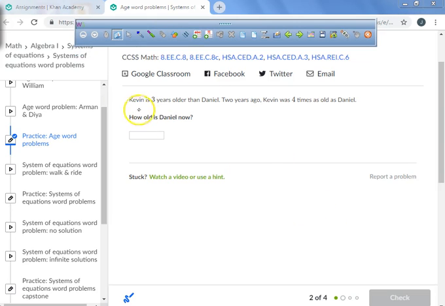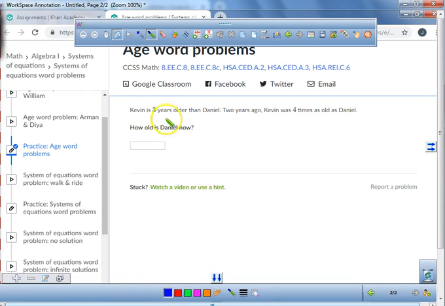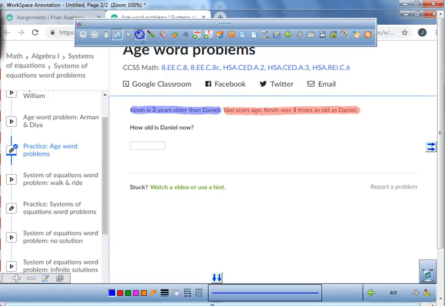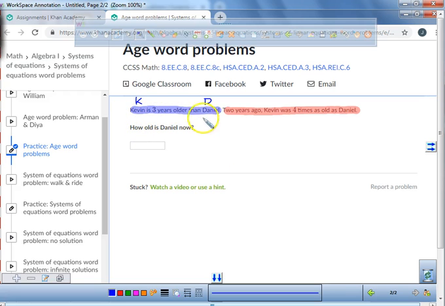Second problem says, Kevin is 3 years older than Daniel. 2 years ago, Kevin was 4 times as old as Daniel. So I'm going to separate this into 2 equations. I'm going to translate this sentence into an algebraic equation. And then I'm going to translate this sentence into an algebraic equation. Okay? First thing I'm going to identify is K is going to be Kevin and D is going to be Daniel.